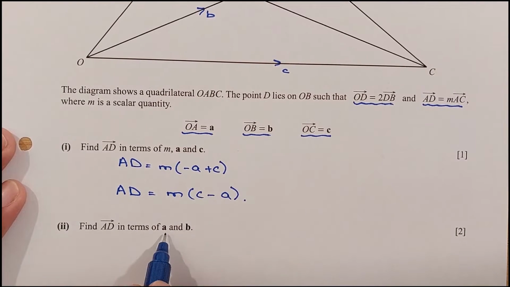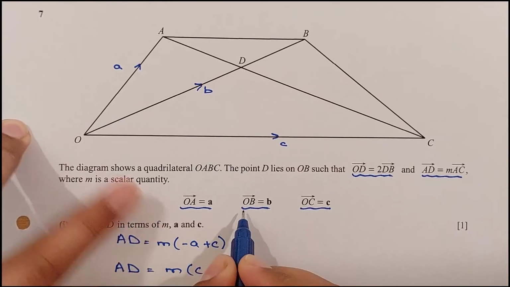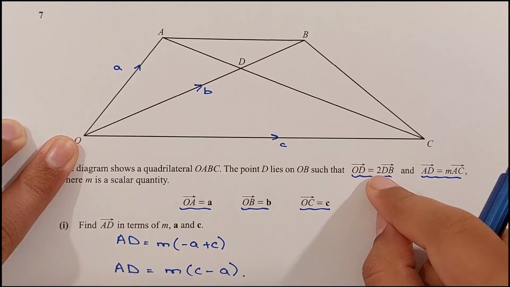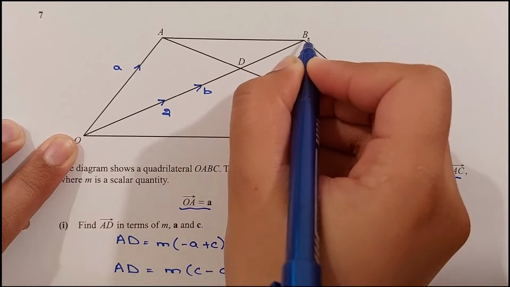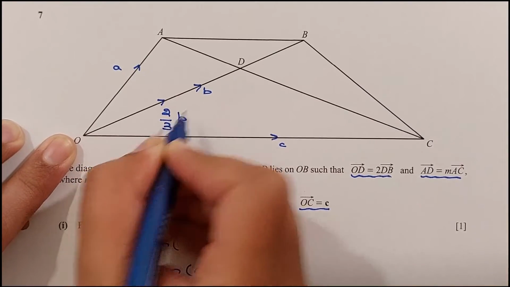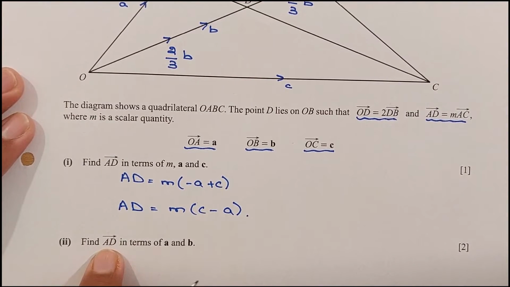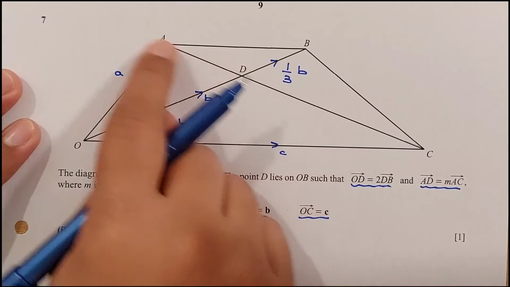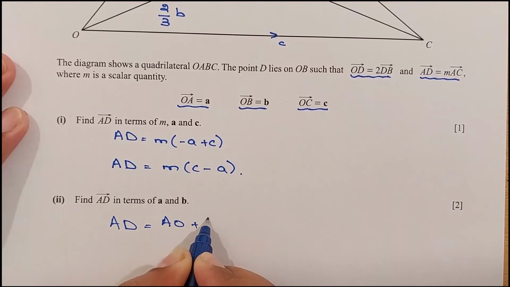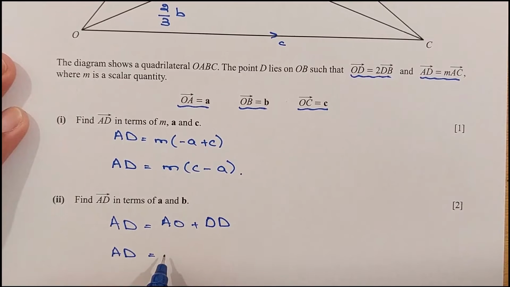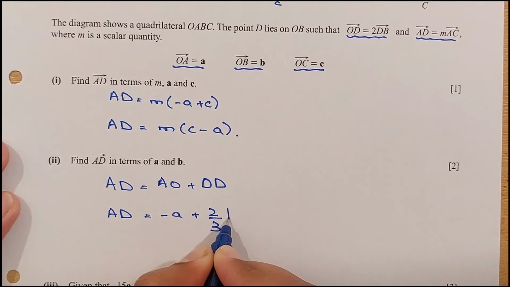Now for the second part, find AD in terms of A and B. AD follows the route A to O and O to D. Here we have been given that OB is vector B, but OD is 2 times DB. So OD is 2 by 3 of vector B, and DB is 1 by 3 of vector B, and the total is just vector B. So AD equals AO, which is minus A, plus OD, which is 2 by 3 of B.